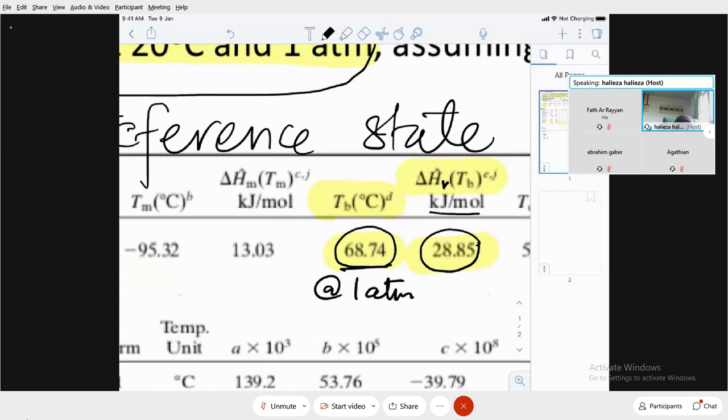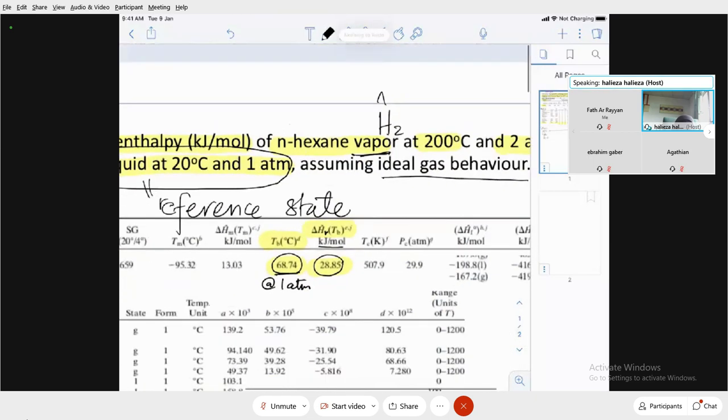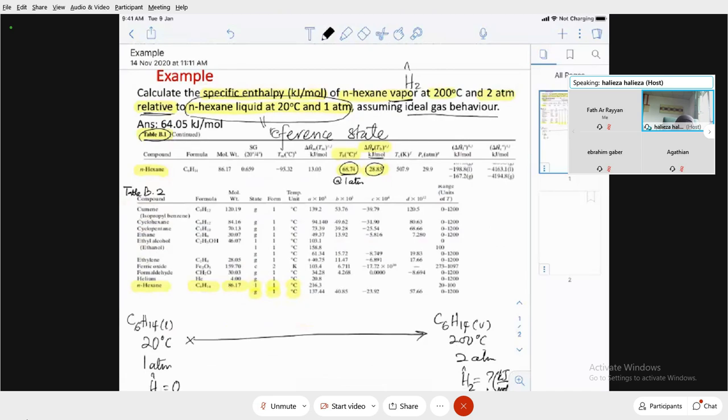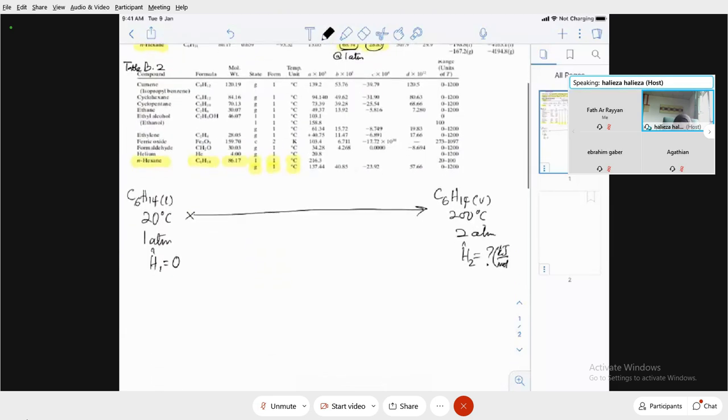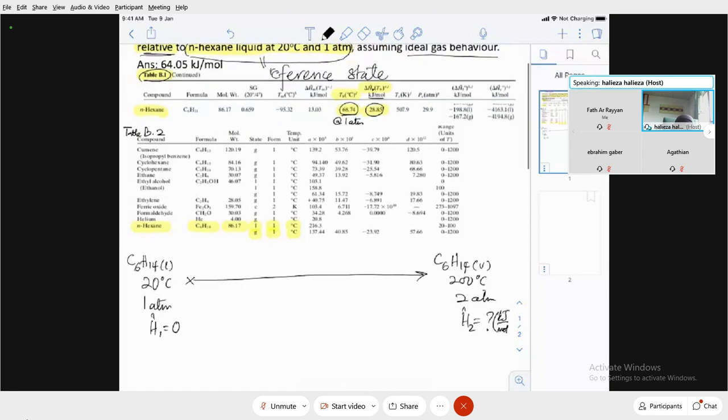Okay, so now let's go back. The question said that you're going to start from liquid at 20 degrees C, 1 atm. You're going to end up as vapor at 200 degrees C, 2 atm. What you have to do is change the phase also. Instead of just temperature change and pressure change, you need to change it from liquid to vapor. So now three things need to be changed. And bear in mind that the change of phase from liquid to vapor must be at its boiling point at 1 atm, because that is the way your data for the enthalpy change of vaporization is available.